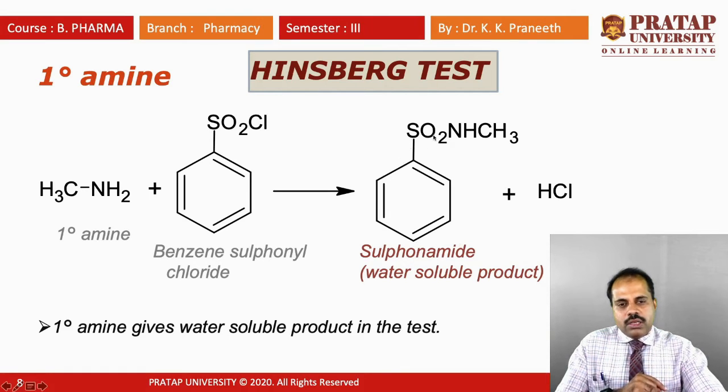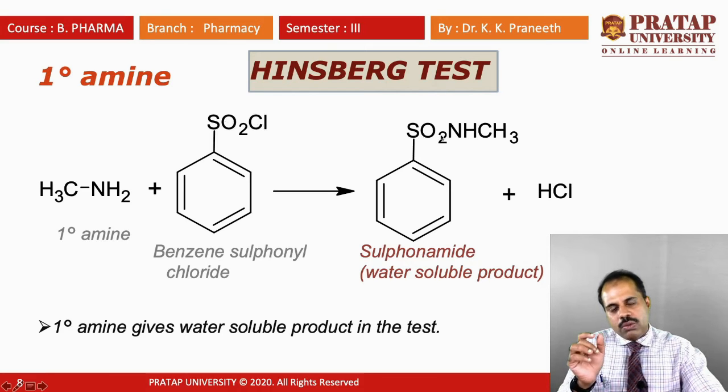It is a sulfonamide, SO2NHCH3. Sulfonyl chloride is SO2Cl. The amide group is CONH2. Sulfonamide is SO2NH2. But you have a substitution here, so it is still called a sulfonamide group, because the SO2NH group is still present. The product is a water soluble product.